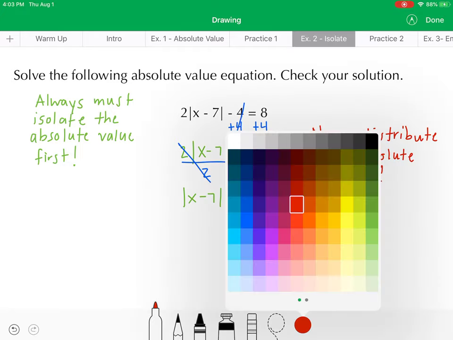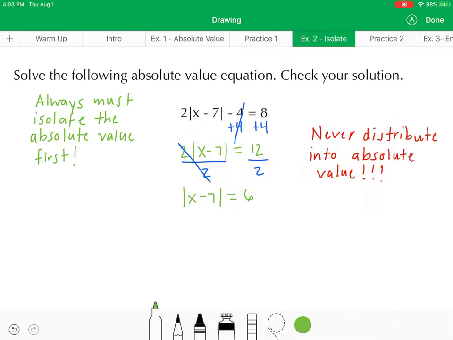Okay. All right. Once we are at the absolute value of x minus 7 equals 6, we have our absolute value isolated, and we are now able to set up our two cases. Positive x minus 7, that's positive expression, equal to 6. So x equals 13. Okay, now check it in your original equation. 13 minus 7 is 6. The absolute value of 6 is 6. 6 times 2 would then be 12, and 12 minus 4 is 8.